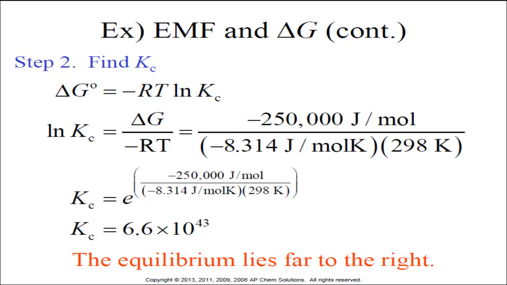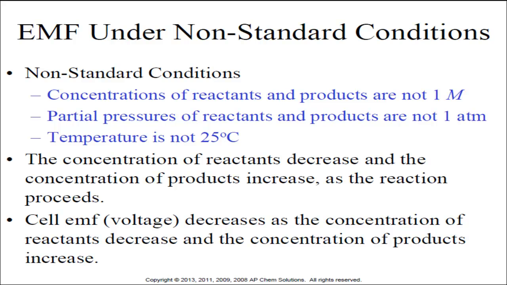Now let's look at our EMF value under non-standard conditions. Remember that standard conditions are 1 molar and 25 degrees Celsius. Your cell can only remain under standard conditions for a brief moment in time. As your reaction proceeds, your reactants are consumed and the products are formed. So the concentrations, or partial pressures if we have gases, decrease for the reactants, and the concentrations of your products increase. This is going to cause your voltage, or your EMF, to decrease.